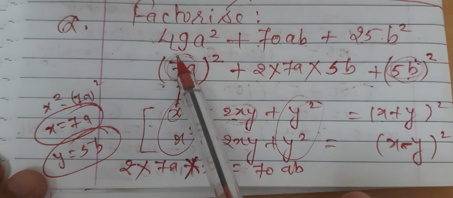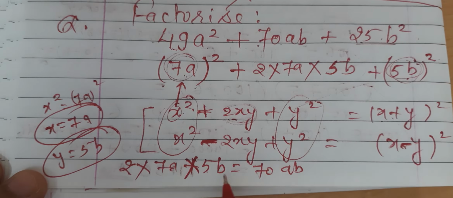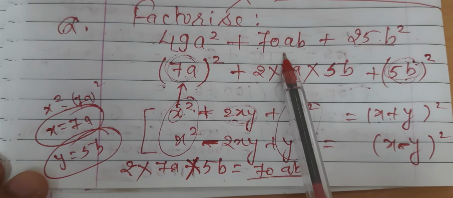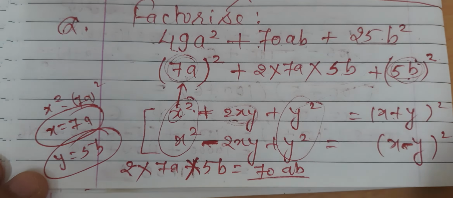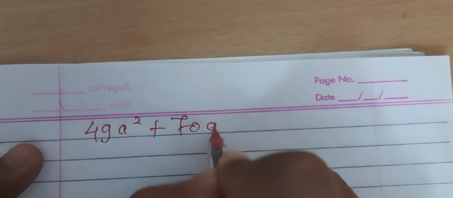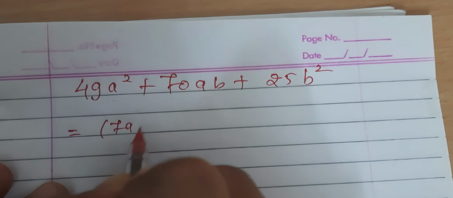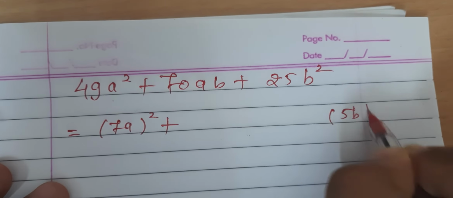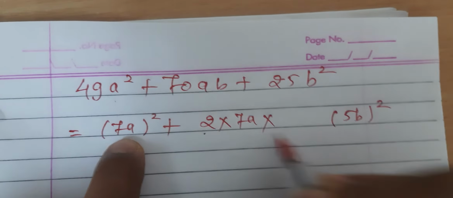So x is 7a, y is 5b. The middle term 2xy is equals to 70ab. Yes, it is 70ab. It means the whole expression is in the form of x square plus 2xy plus y square. So I am writing the question once again. The question is 49a square plus 70ab plus 25b square. This can be written as 7a the whole square plus 2xy plus 5b the whole square.